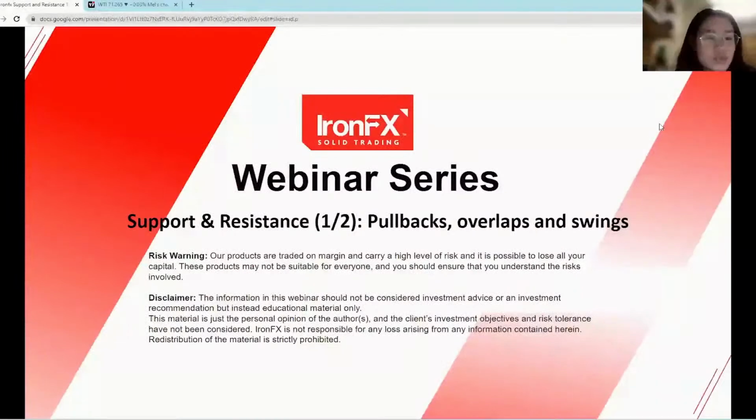As I mentioned earlier, today we're going to be talking about support and resistance, focusing on pullbacks, overlaps, and swings. So let's go ahead and get right into it.